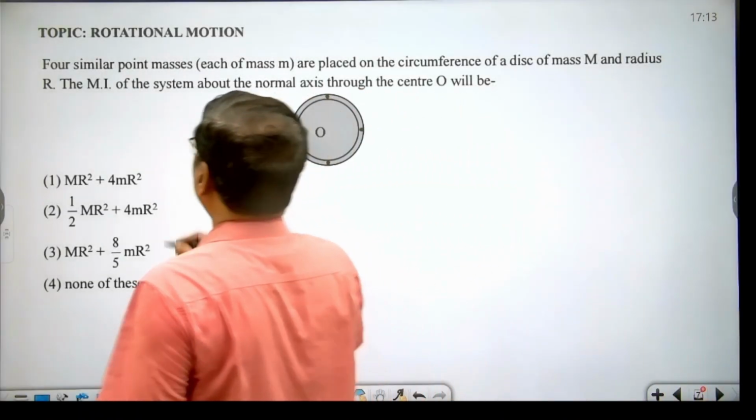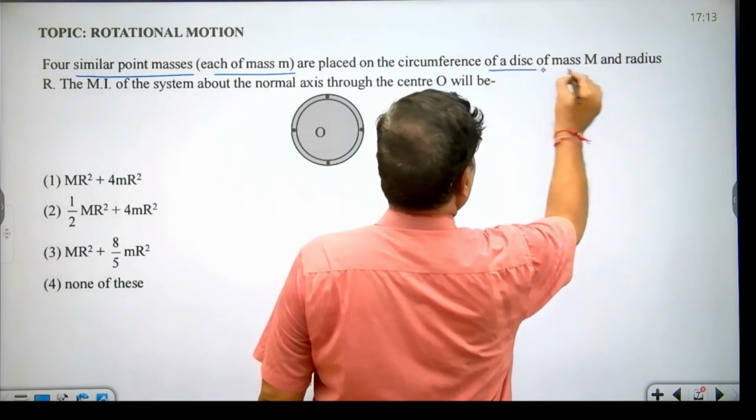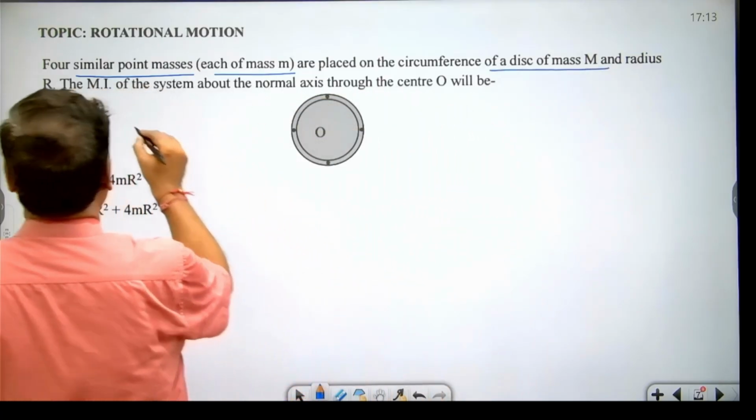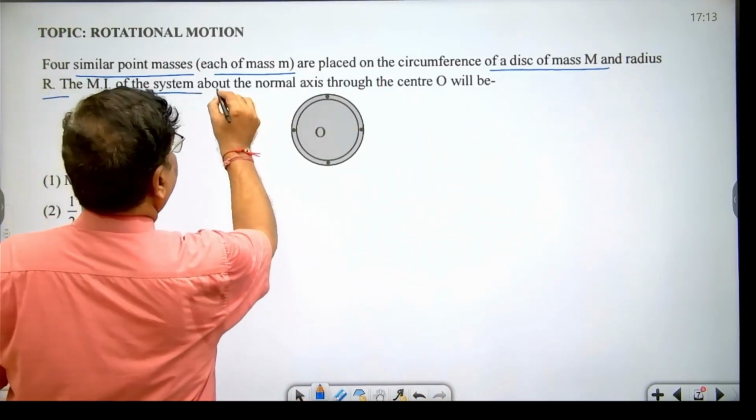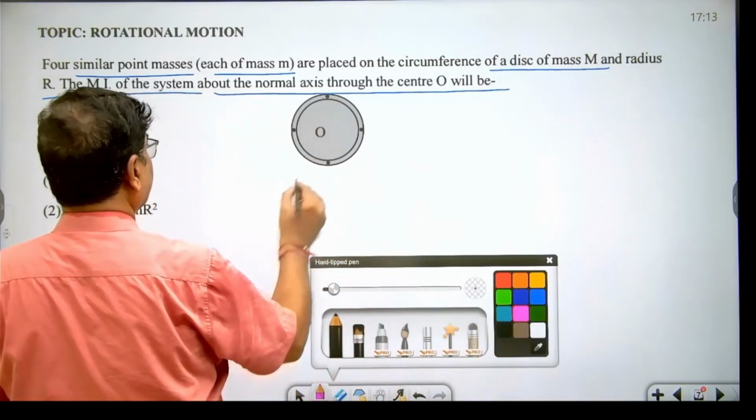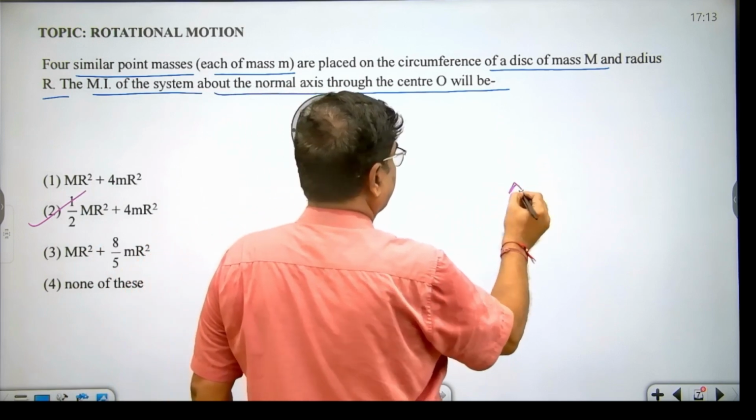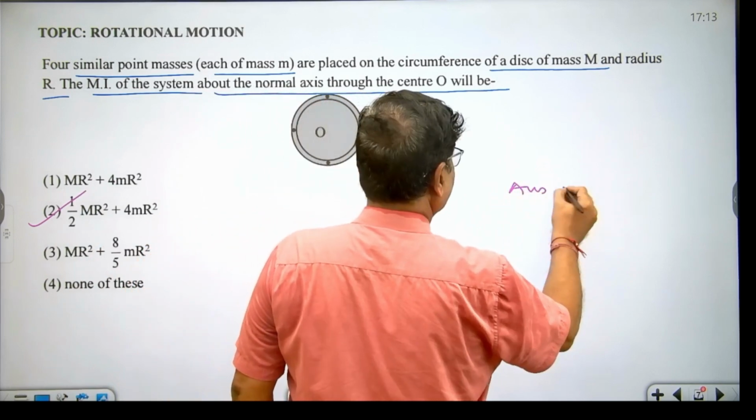4 similar point masses, each of mass m, are placed on the circumference of the disk of mass capital M and radius capital R. The moment of inertia of the system about normal axis through center O will be. This is MR square upon 2 plus 4 mr square. So out of 4 choices, the correct choice is option 2.